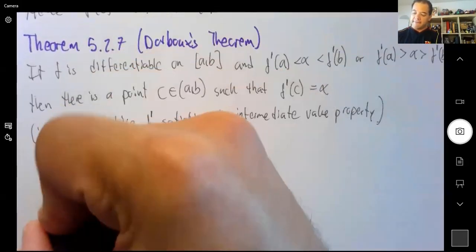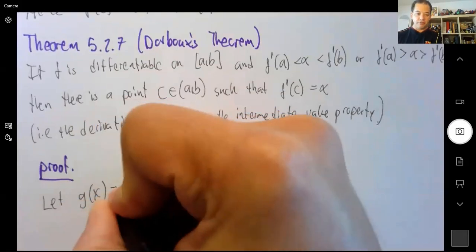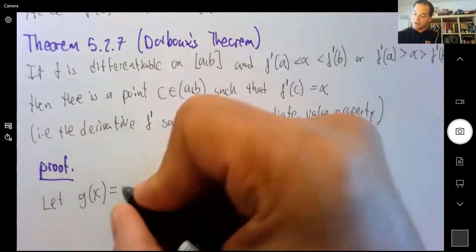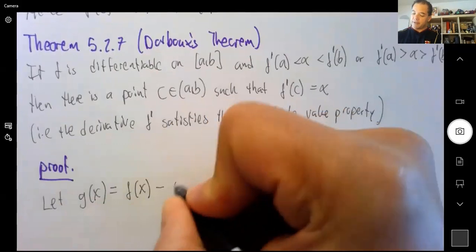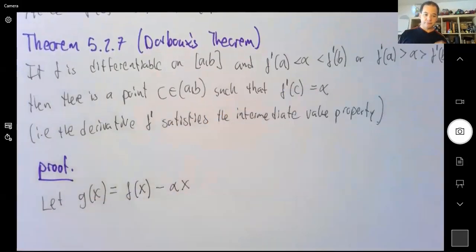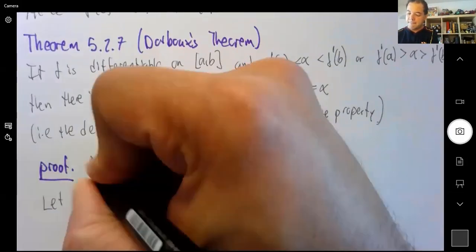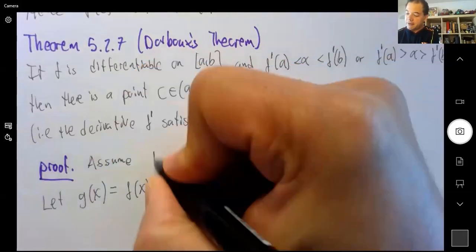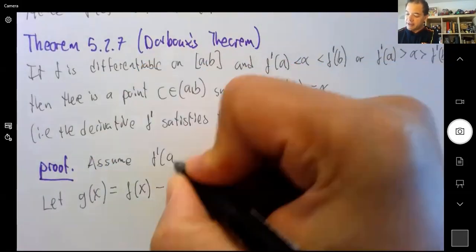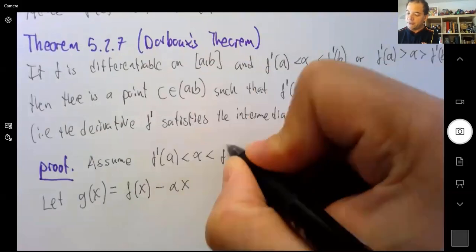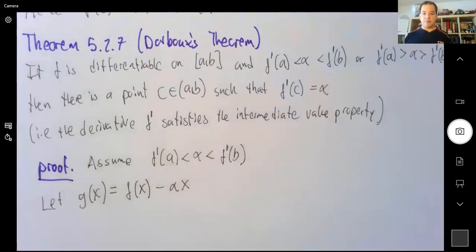So here's the first thing. Let g of x. So we're gonna construct an auxiliary function, and this will be f of x minus alpha x. Right. So let me also only do one of them. So let me do the first one. So assume f prime of A less than alpha less than f prime of B. So we'll do the first case. The other one is symmetric, similar.